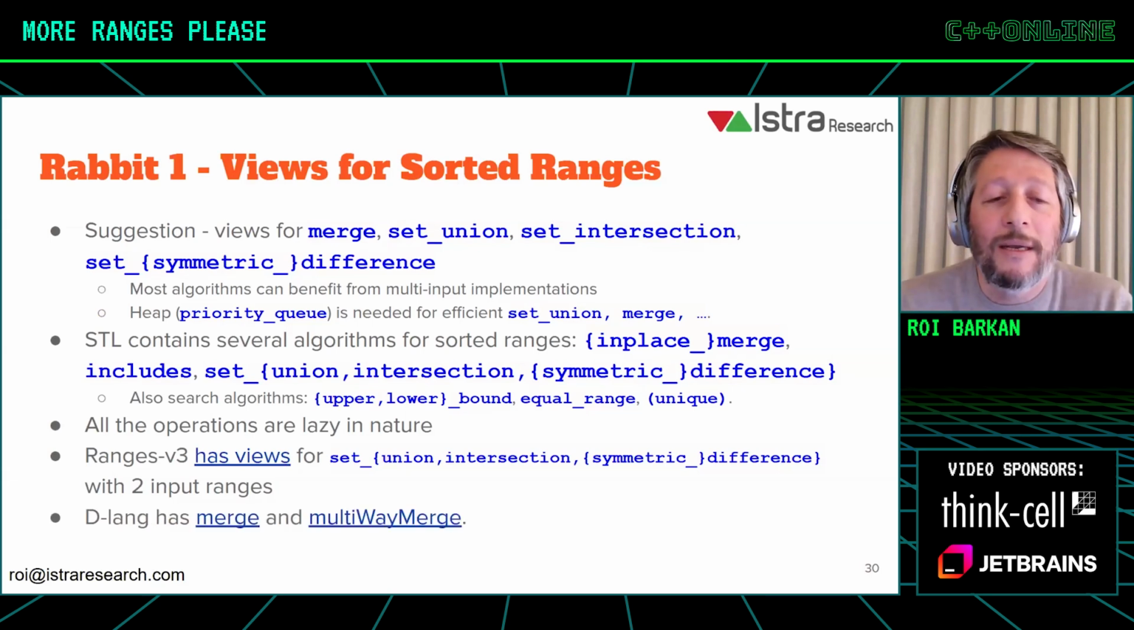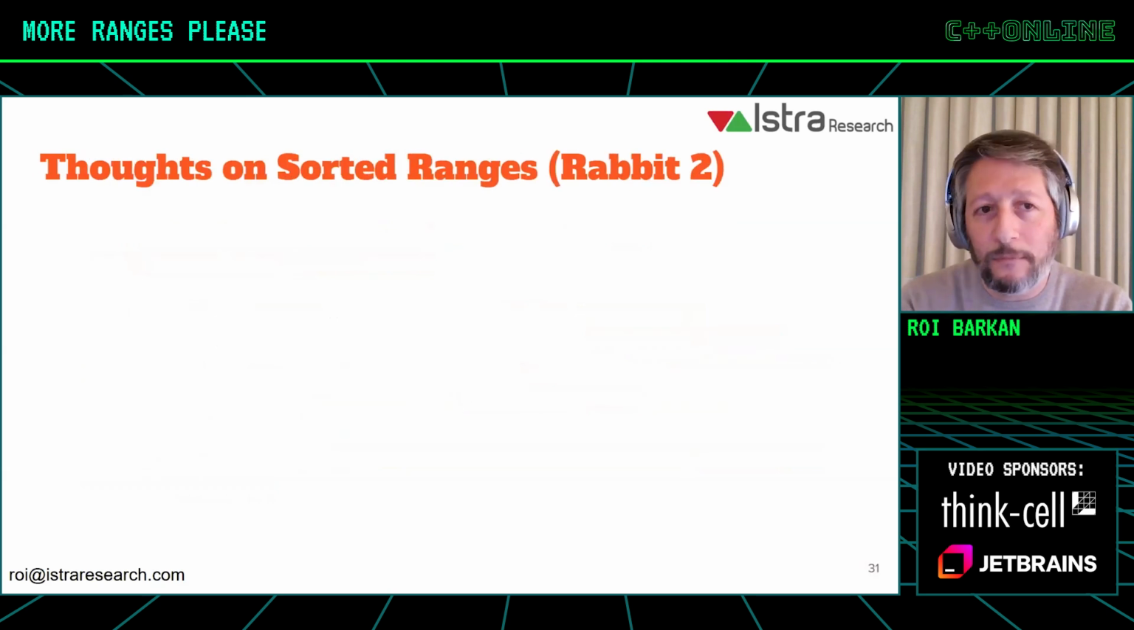And then the D language itself also has the merge and multi-way merge operation working on sorted inputs. The difference, by the way, between the 2 is that one is variadic in nature and the other is one that works on ranges of ranges. So both these operations are decreasing rank. One takes, I guess, a variadic number of sorted ranges, and the other takes just a range of ranges where each of them is sorted and results in the merge. Okay, so that's our rabbit number 1.